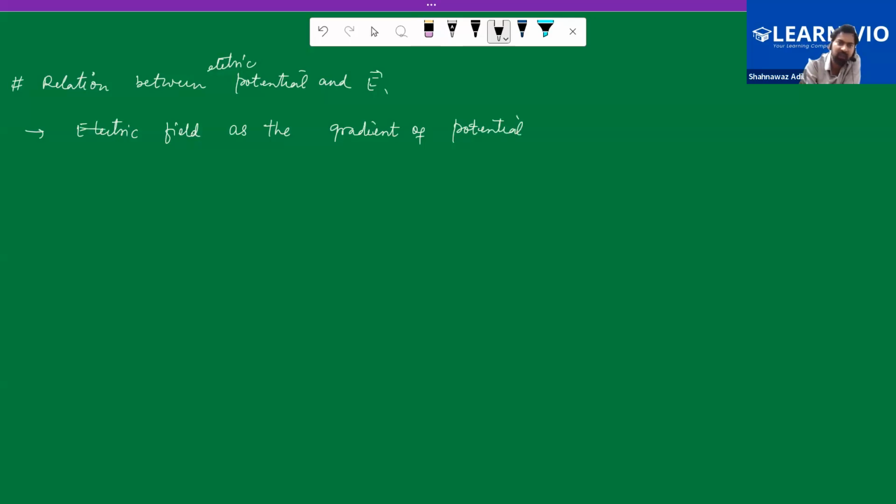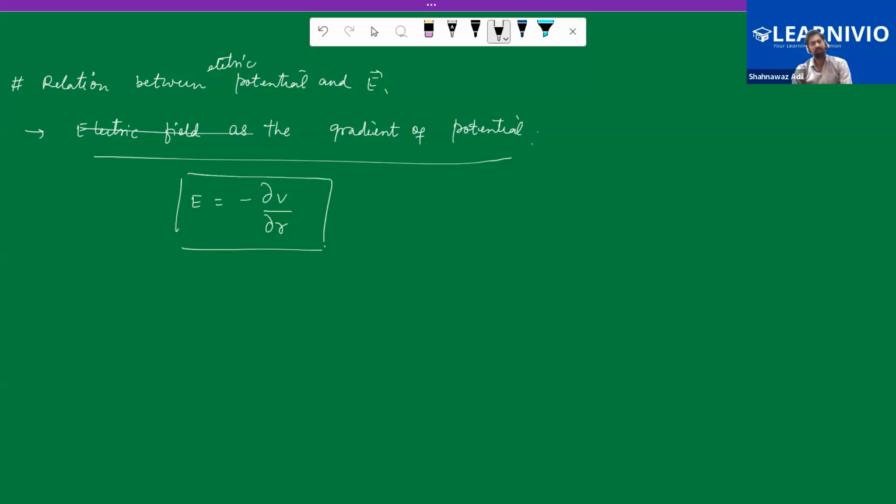So let's say you are given a potential. Then from that potential, how can you calculate the electric field? Electric field is defined as minus dV by dr, right? So this is how you calculate the electric field.